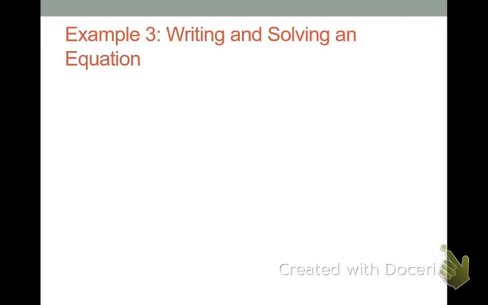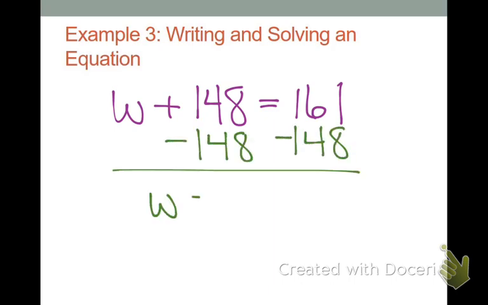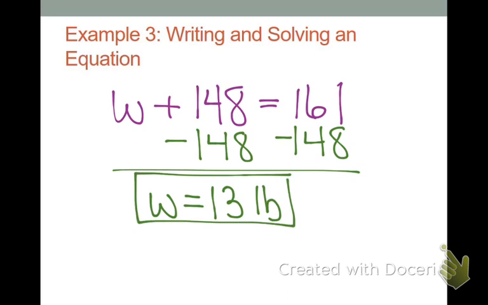Okay, what equation did you write? Someone raise your hand and tell me. What equation did you write? Avery? I put x plus 148 equals 161. That's exactly what I had, except I just used W for weight. So the weight of the cat, which I don't know, plus the weight of the boy, which I do know, equals the total. So what do I have to do to both sides? Subtract 148, and the weight of the cat is 13 pounds. That's a pretty hefty cat. Pretty decent, 13 pounds. All right, so that's it for writing and solving an equation.